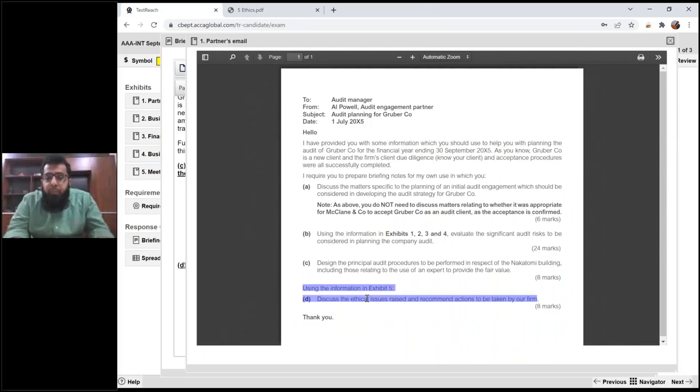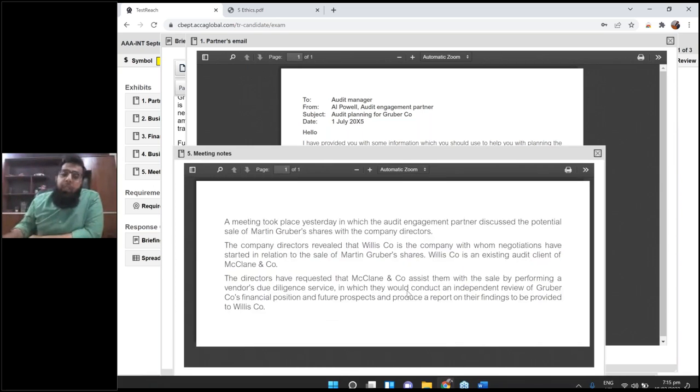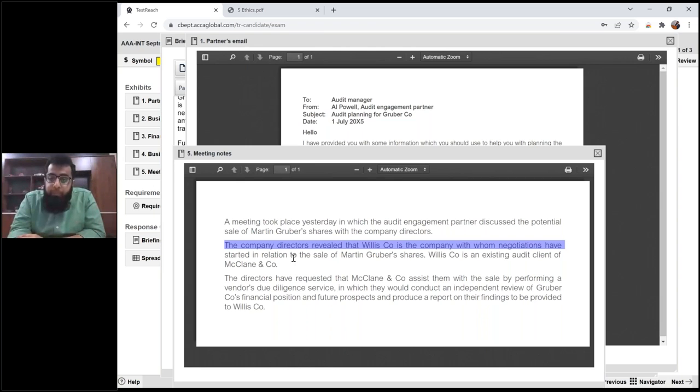Now, a meeting took place yesterday in which the audit engagement partner discussed the potential sale of Martin Gruber's share with the company directors. The company directors revealed that Willis Company is the company with whom negotiations have started in relation to the sale of Martin Gruber's shares. Willis Company is an existing audit client of McLean and Company.